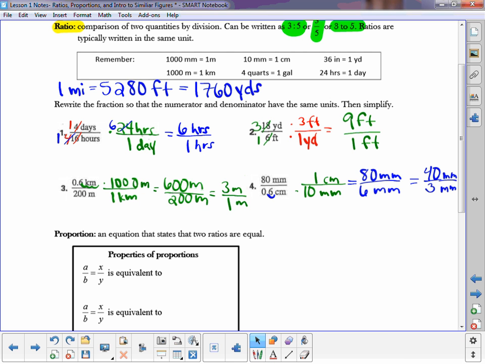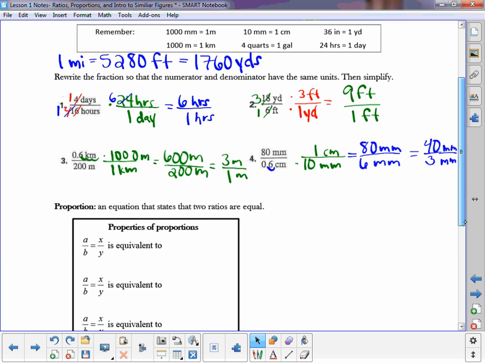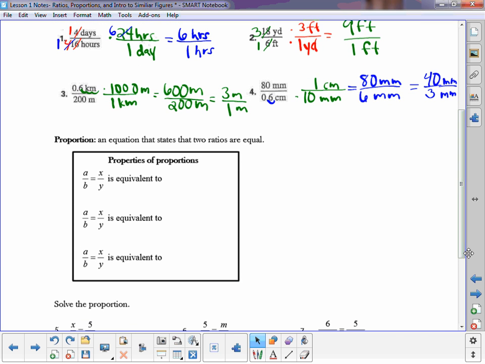So again, that's just kind of recapping what you did in your younger years. Now moving on to proportions. So this is really important here. Go ahead and highlight it, put a star next to it, do something to make it stand out to you. A proportion is an equation that states 2 ratios are equal. So we have a ratio equal to another ratio. I'm going to write that in.